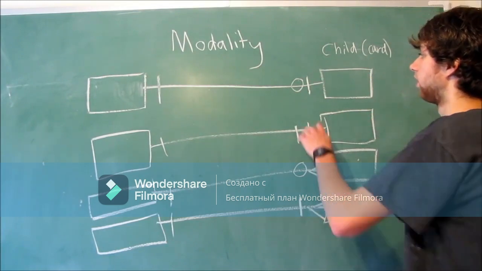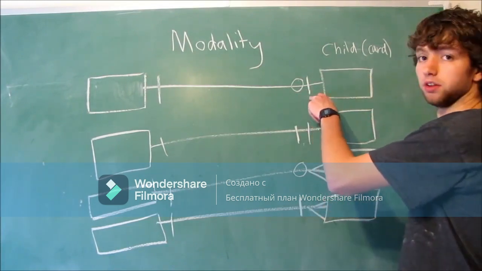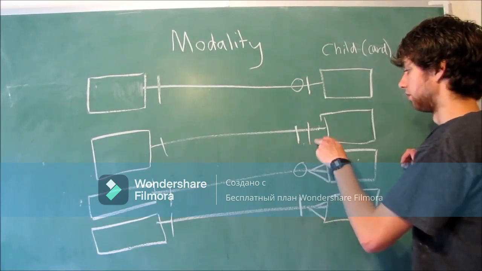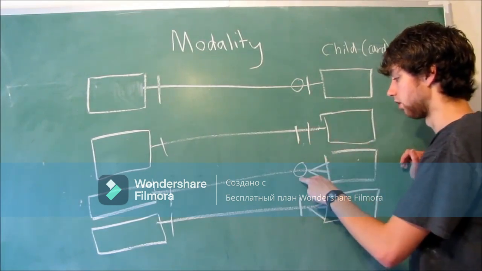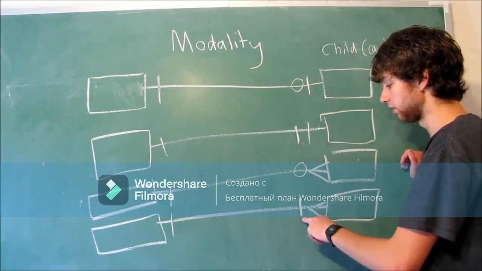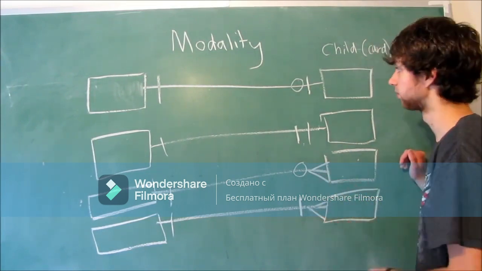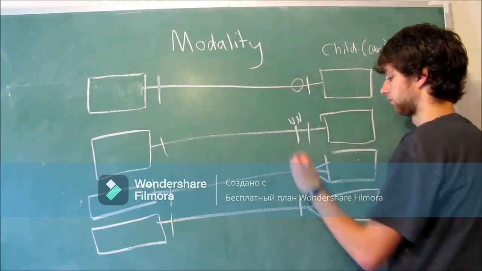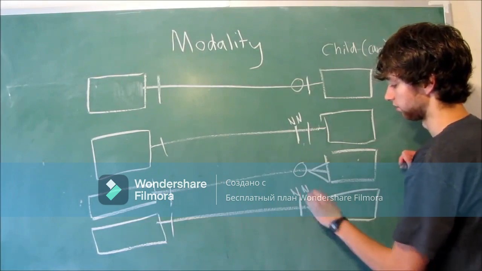So, 0 or 1 cards. 1 or 1 cards. 0, at least 0 cards, because you can have up to many, or at least 1 card. So, this means not null.